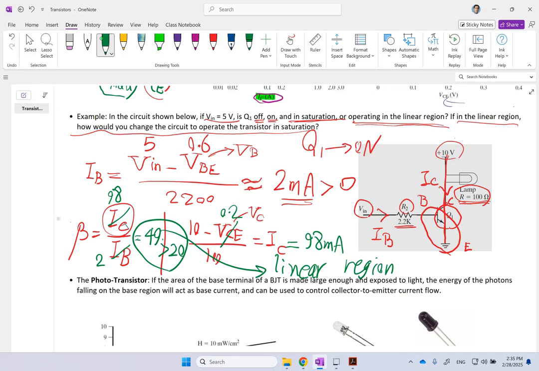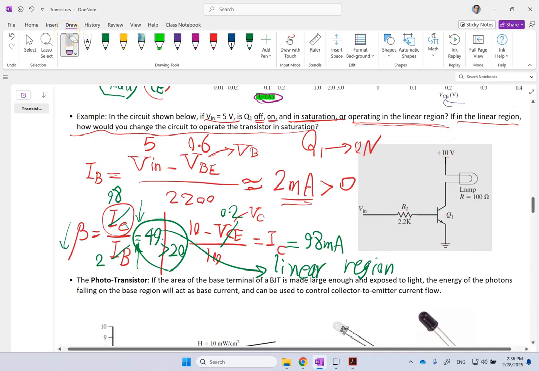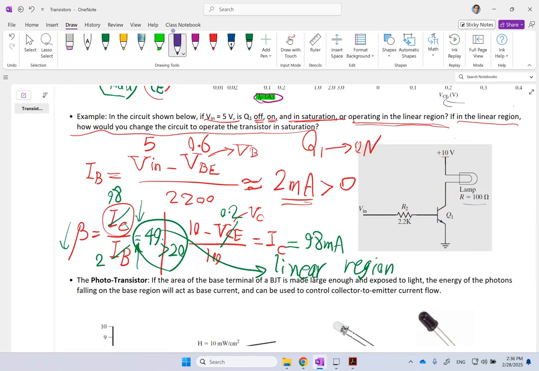And in order for this beta to go down, you either need to make the collector current go down or make the base current go up. Otherwise, you cannot operate in the saturation region, okay? Now, of course, in this case, you cannot change the value of the light or the lamp resistance. That's your load. You cannot change your load. The only thing you can do is to change R2.